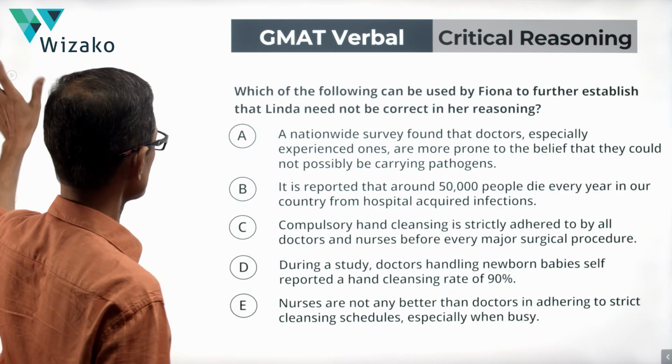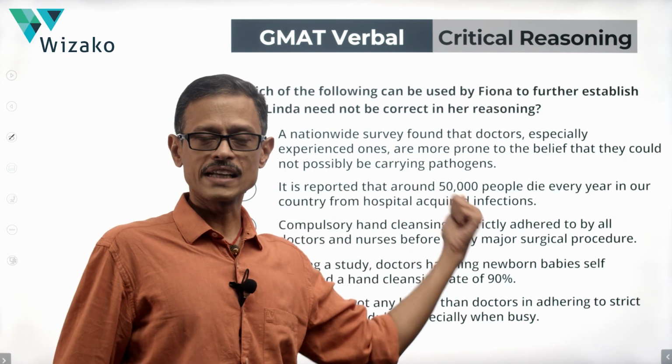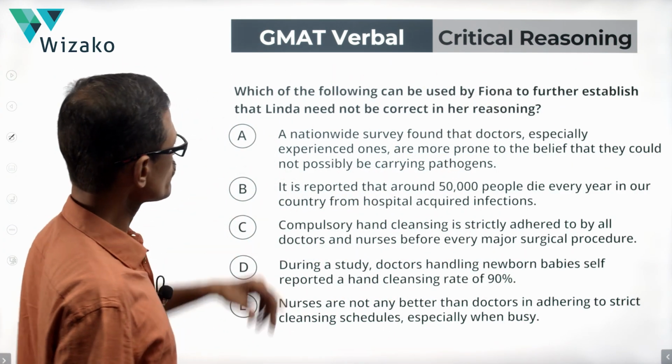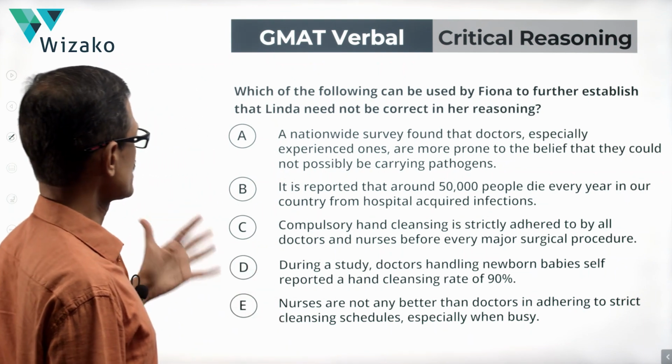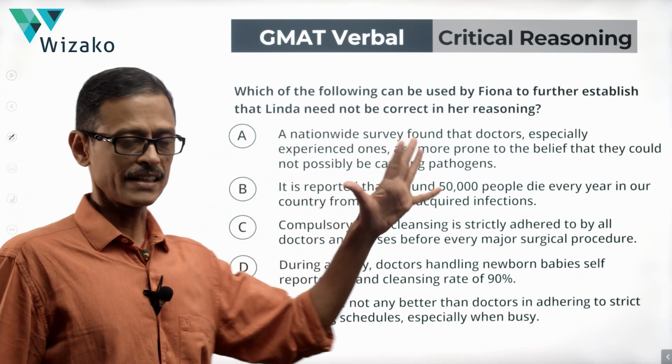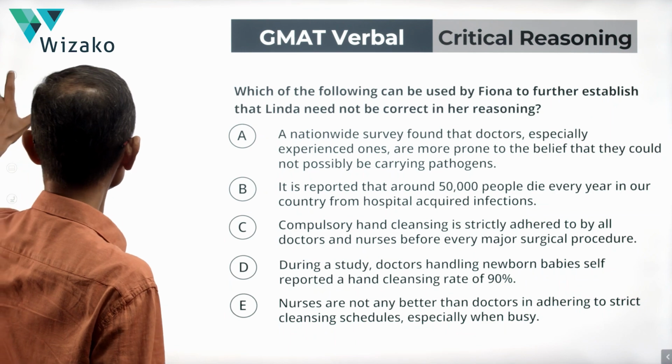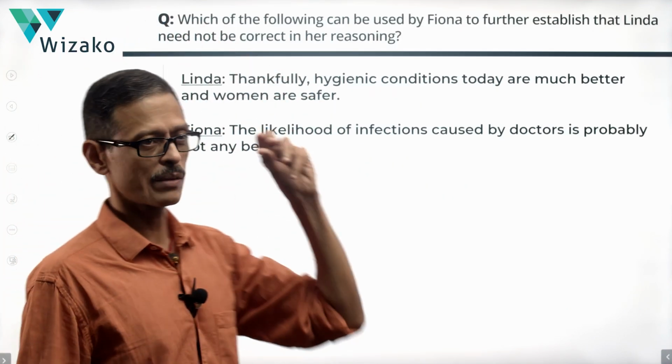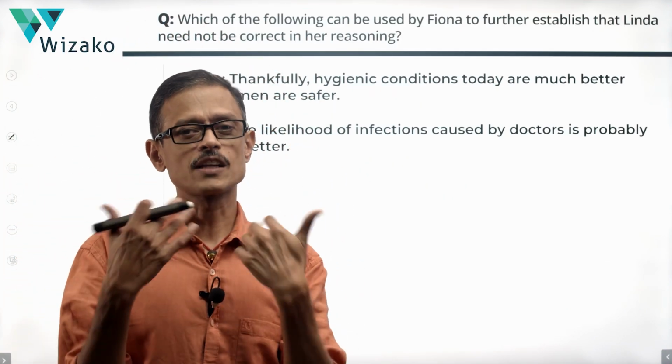Right. Let's look at the answer options. Look at the question stem once more and go to the answer options one at a time. Which of the following can be used by Fiona to further establish that Linda need not be correct in her reasoning? We'll have to look at the answer options. But before that, let me just walk you through both these arguments from a very CR structure point of view.